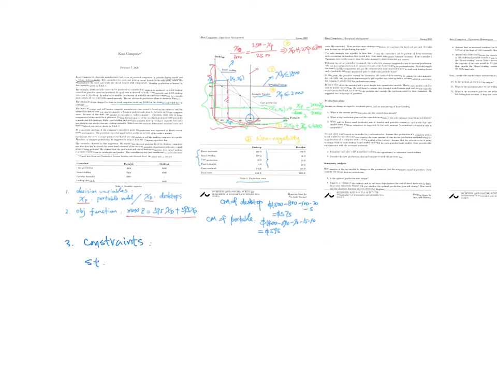Then this problem is subject to the constraints: 2xd + xp less than 4000, xd + 1.2xp less than 3000, xd less than 1000, xp less than 2000, and xd, xp greater than 0.